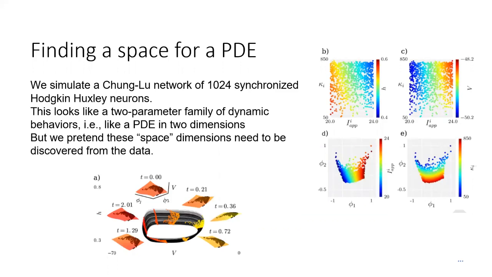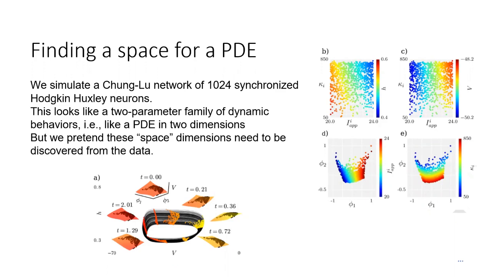This is 1,024 Hodgkin-Huxley neurons. This is something to do with modeling the suprachiasmatic nucleus, and they are all different for two reasons. They're different because they're intrinsically different, their kinetics are different. And they're different because they're structurally different. They are sitting on a Chung-Lu network. So it's not a small world, it's not all the same degree. There are many different numbers of connections between the different neurons. You run them, and you get 1,024 slightly different trajectories.